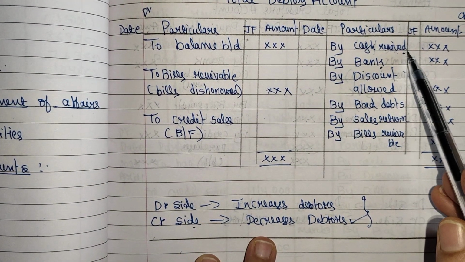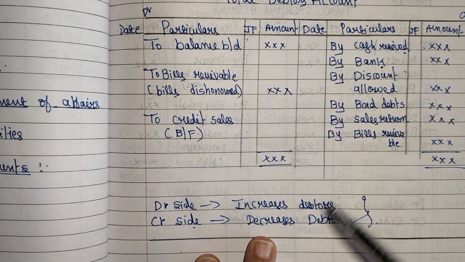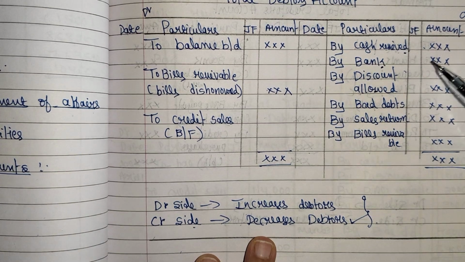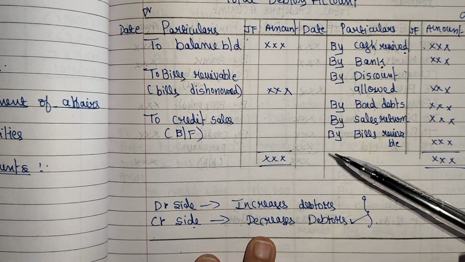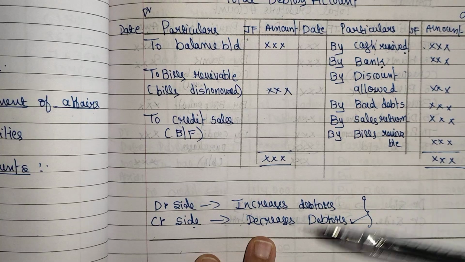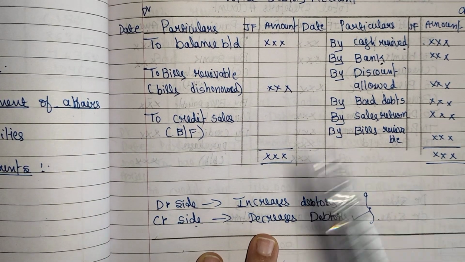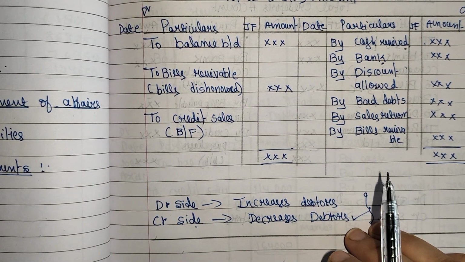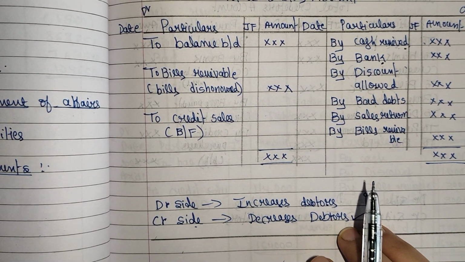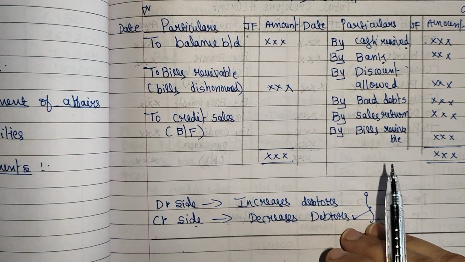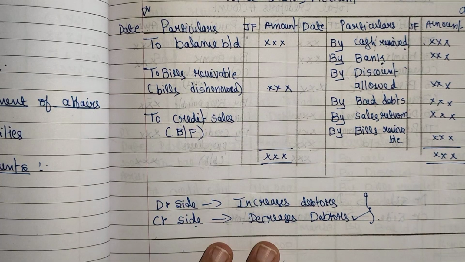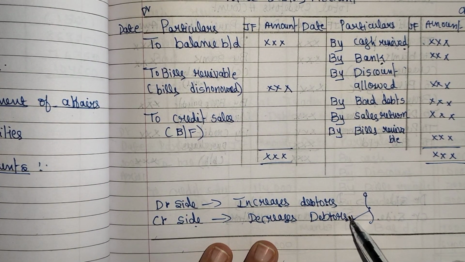See, cash received means our debtors reduces. Bank, they already paid through the bank. Discount allowed. Discount given to the customers. Then customers pay the less amount. Bad debts, that is not recoverable from the customer. Sales return, goods returned by the customers. And bills receivable when debtors give the bill. So these all are means in this debtors reduces. So it comes under credit side of the debtors account.